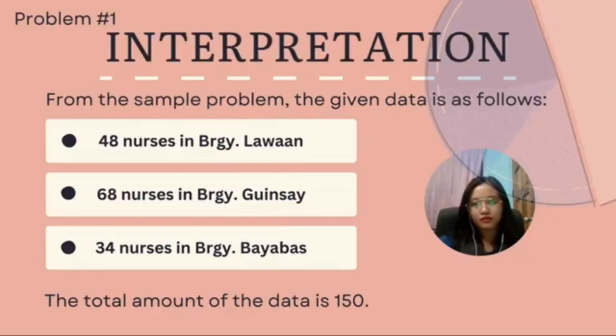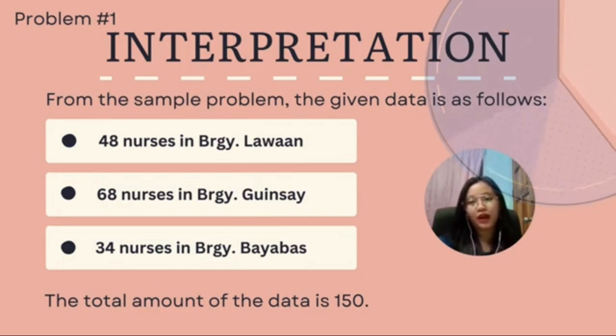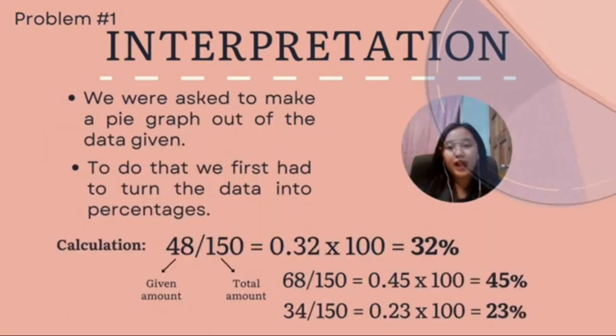Thank you. From the sample problem, the given data is as follows: 48 nurses in Barangay Lawaan, 68 nurses in Barangay Ginsay, and 34 nurses in Barangay Bayabas. The total amount of the data is 150. We were asked to make a pie graph out of the data given. To do that, we first had to turn the data into percentages. So to turn the data into percentages, we first have to divide the given amount by the total amount.